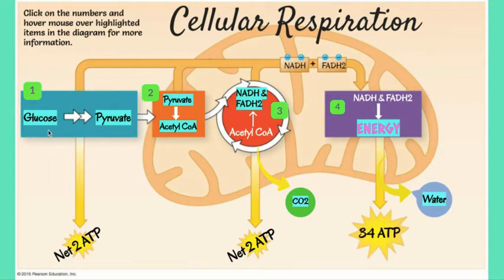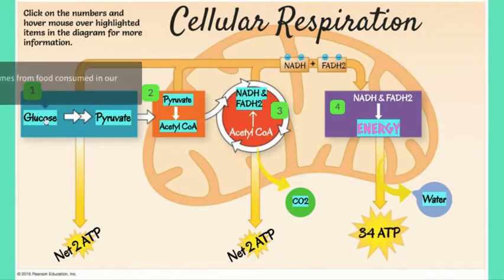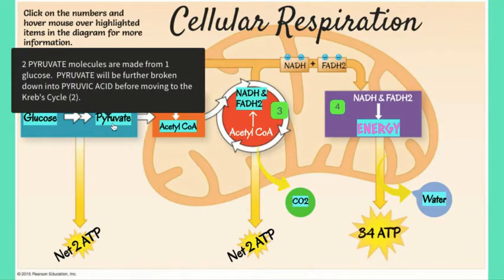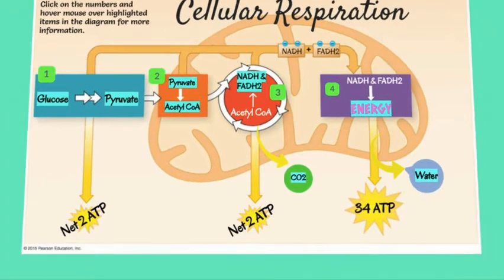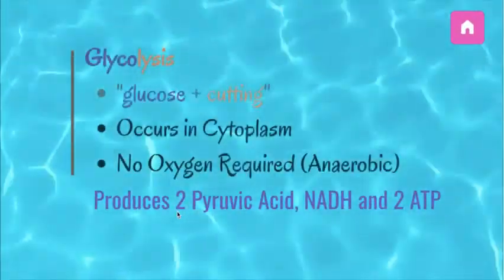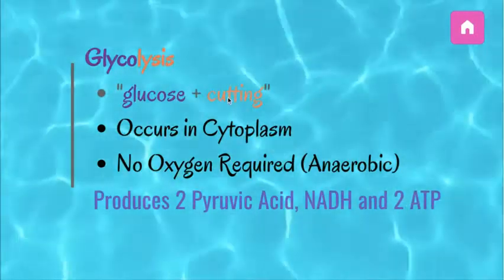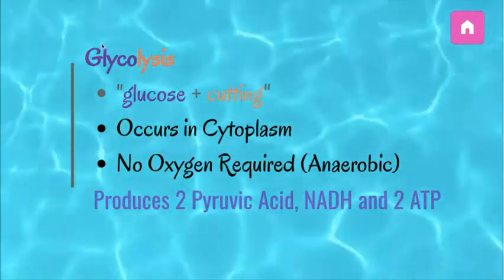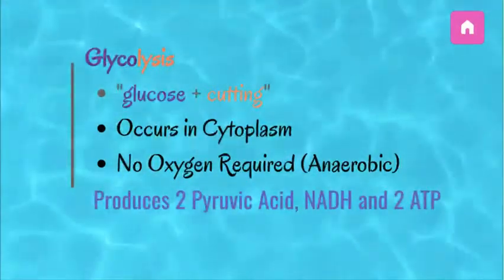Now, we start with glucose, and it comes from the food that is consumed in our diets. That will then be converted into pyruvate. Here, we're going to create two 3-carbon molecules called pyruvic acid. This process of breaking down glucose into pyruvate is called glycolysis. If you click here, it's going to take you to this information. Glyco means glucose and lysis means cutting or slicing, so we are cutting our 6-carbon molecule down into two 3-carbon molecules.